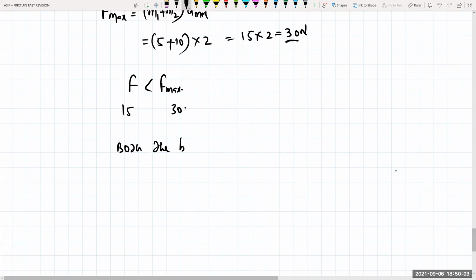Both the blocks will move with the same acceleration. Yes, together. They'll move together with the same acceleration.